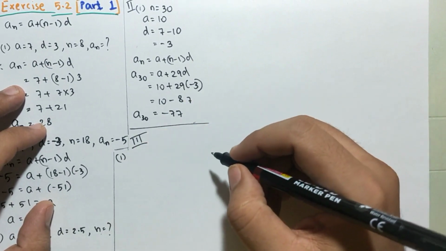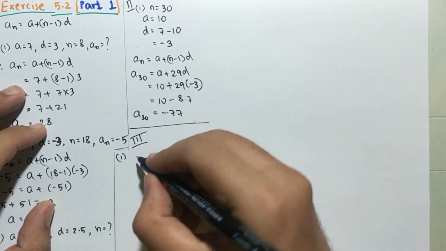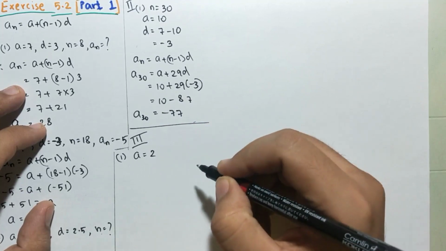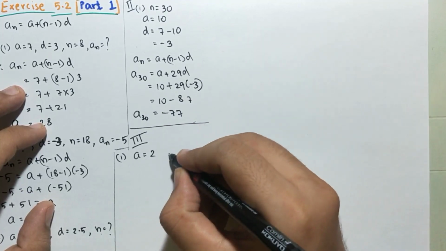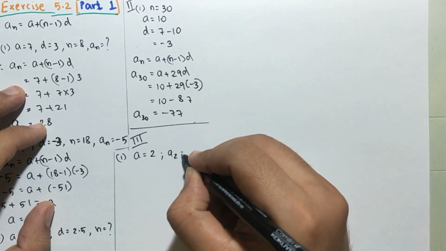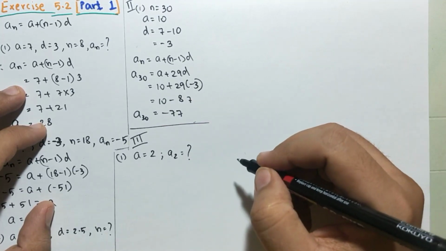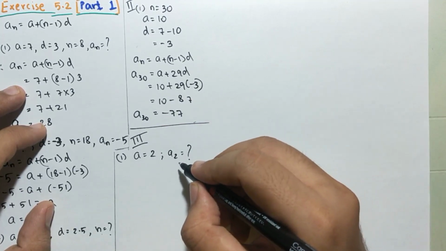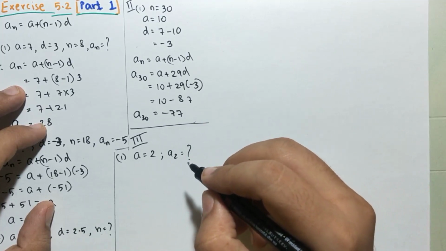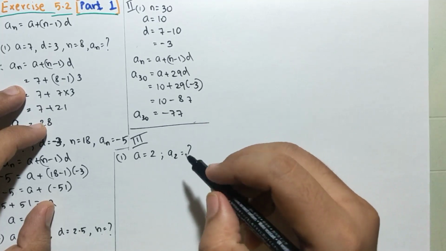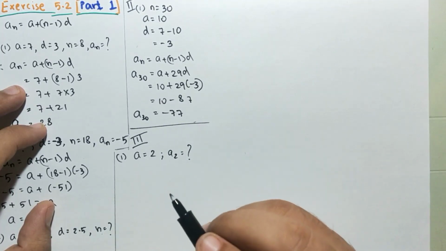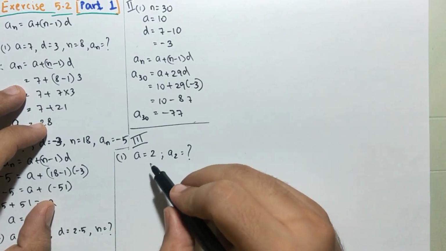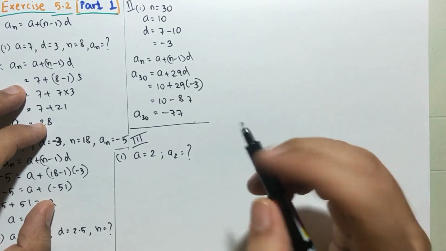The first term is given, that is A is 2. The second term is not given, you have to find the second term, that is A2. To find the second term, you should know the common difference D. If you know the common difference D, just add it to 2, and you will get the second term.